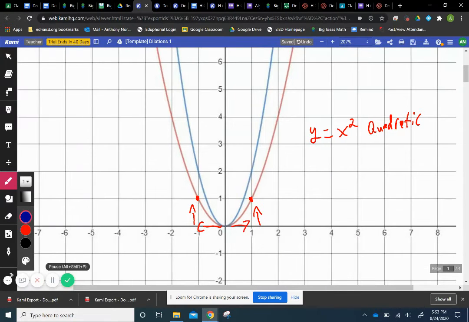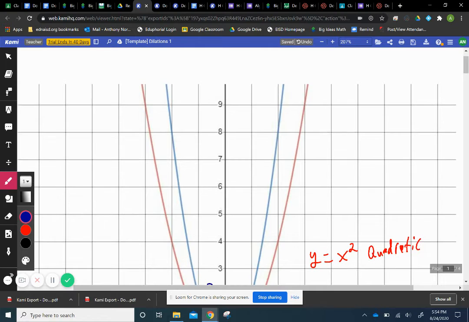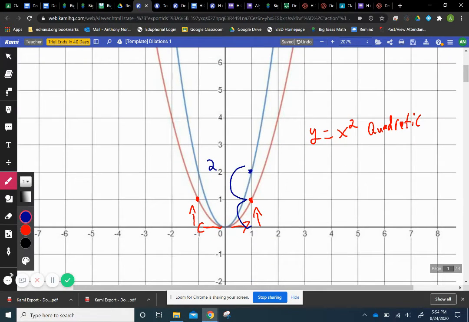So let's look at this other function. We go over one, we go up one, it's not there. So we keep going. It's over, up one, up two. 1, 2. This is up 2. What is this like? This is like a vertical stretch. It's smaller than the parent function. What is a stretch? It's a whole number.